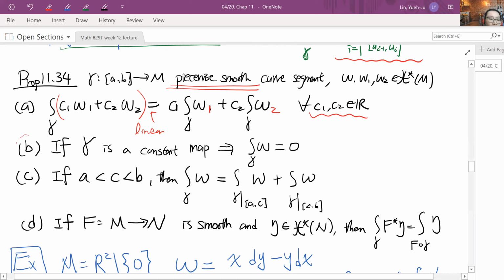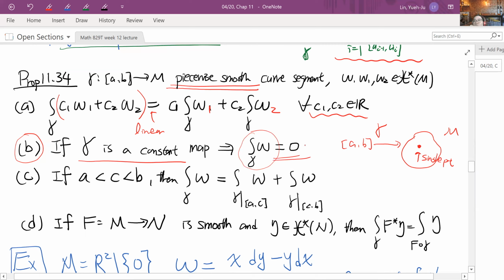And also the second part B says that if you have gamma to be a constant map, what does that mean to have a constant smooth curve? It means that if you map from A, B to something in M, then instead of really having a curve that's moving, you just map to a single point. Then you're doing the integration over a single point, so this is going to be just 0. You can check it by definition. When you do the pullback, you are going to take the differential of a constant map, which will give you 0 eventually.